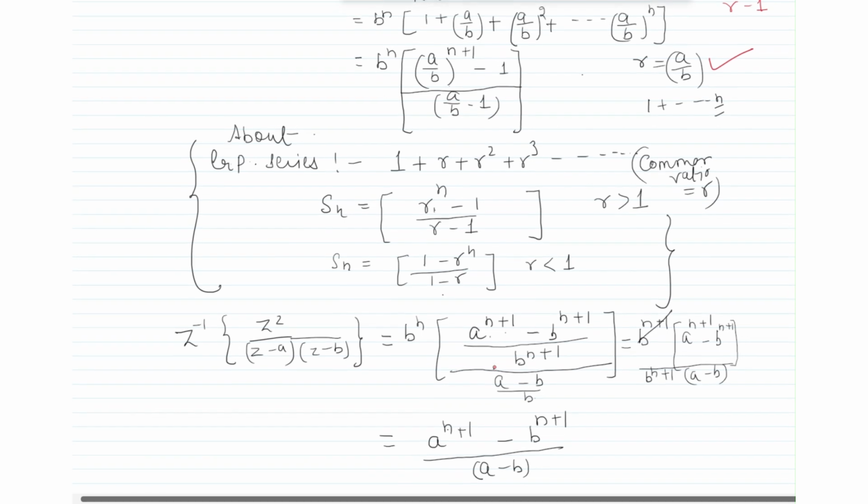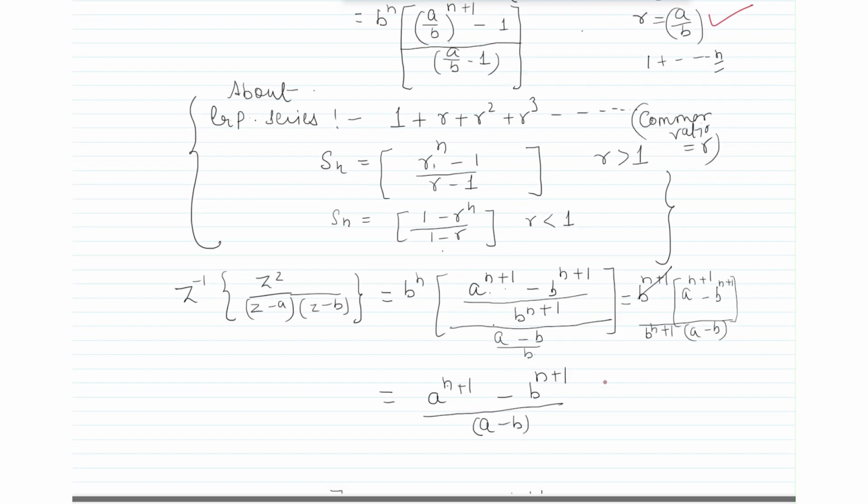So what is the result here? The result here is a to the power n plus 1 minus b to the power n plus 1 upon b to the power n plus 1, and if we take the LCM in the denominator, we get a minus b upon b. After some calculation, we split b to the power n into b, so this b is cancelling and this b to the power n is also cancelling. So finally we have the result: a to the power n plus 1 minus b to the power n plus 1 upon a minus b.